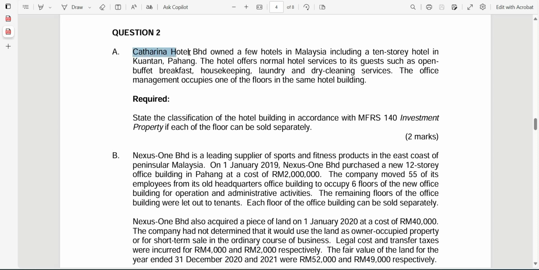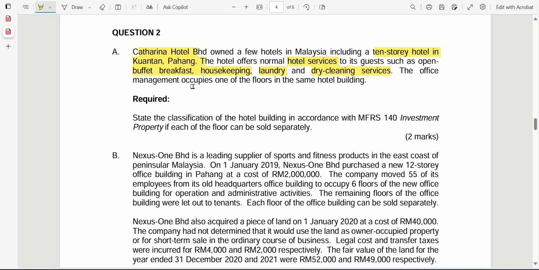So you have Caterina Hotel, which is a hotel owned by a few hotels in Malaysia. The hotel includes a 10-story hotel building in Kuantan, Pahang. And the hotel offers normal hotel services to the guests, such as buffet breakfast, housekeeping. So these are examples of ancillary service, and also dry cleaning service. You are informed that management occupies only one of the floors in the same hotel building.